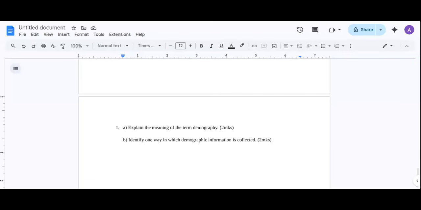Identify one way in which demographic information is collected. So, how can all of these things, births, deaths, anything about the population, how can that be collected? Through a census. Through a census.